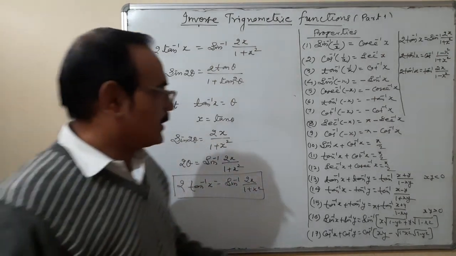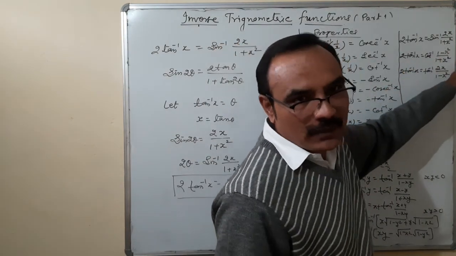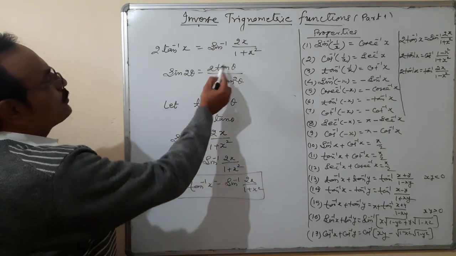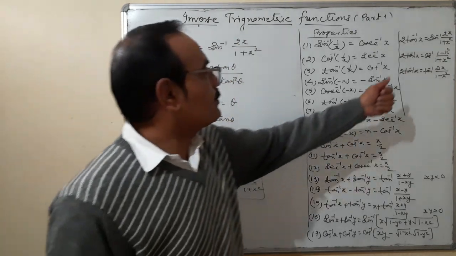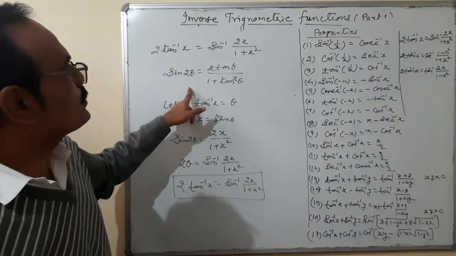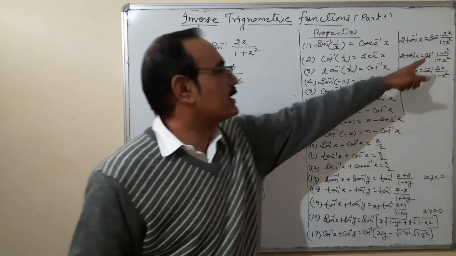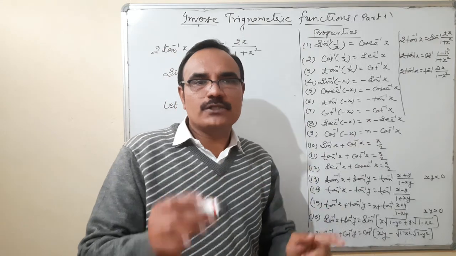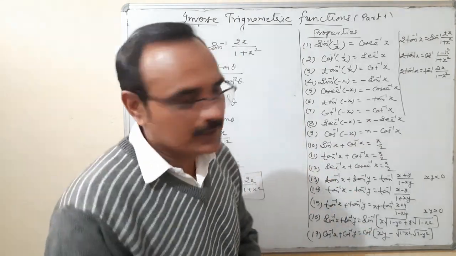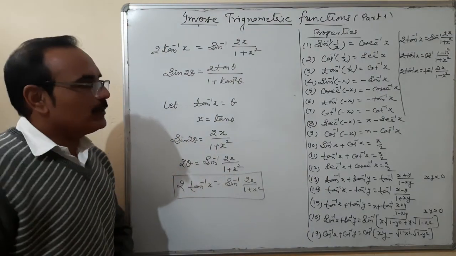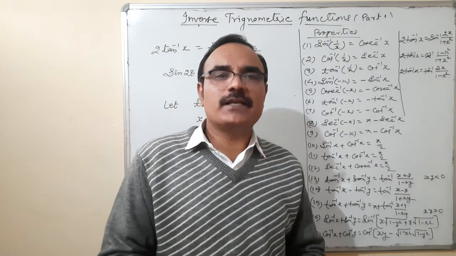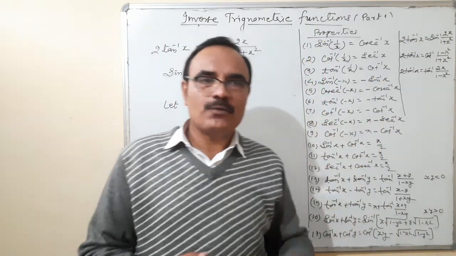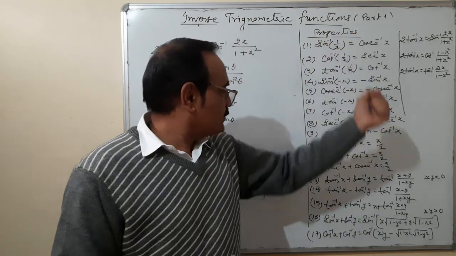So friends, this is the process, same as for 2 tan inverse x is equal to cos inverse. The second formula is cos 2 theta is equal to 1 minus tan square theta upon 1 plus tan square theta, which will be used here. The third one is tan 2 theta is equal to 2 tan theta upon 1 minus tan square theta. So what does it mean? Whatever formulas we have already studied in class 11th, the same formulas will be used in the inverse form. I hope you will remember and memorize them.